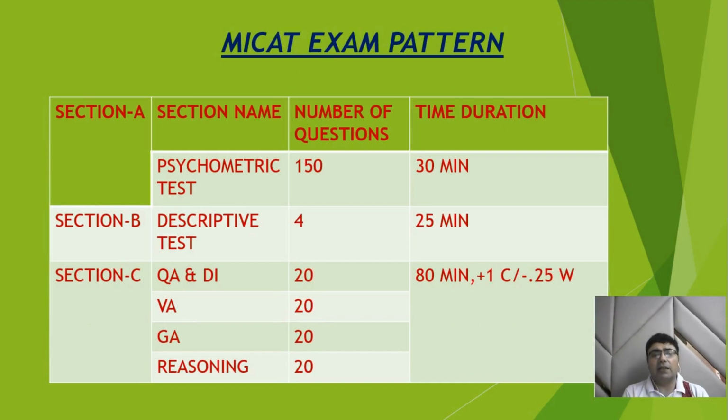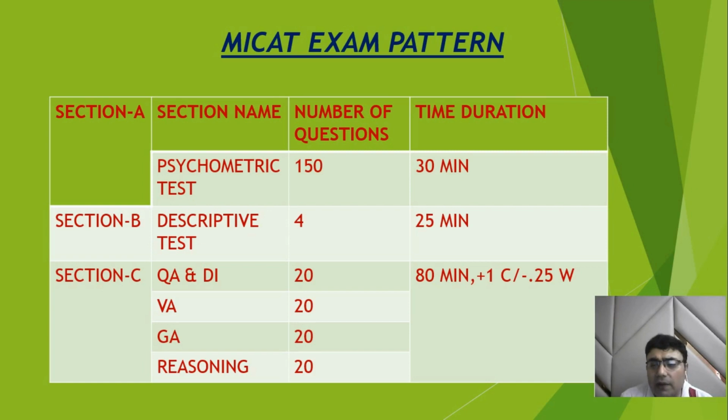As far as the exam pattern is concerned, in the first section, a psychometric test is conducted. A total of 150 questions are asked in this section, and a total of 30 minutes is given. In the second section, a descriptive test is conducted. There are 4 questions in that descriptive test in passage form, and a total of 25 minutes is given for that test. The third section, that is section C, is an aptitude test.